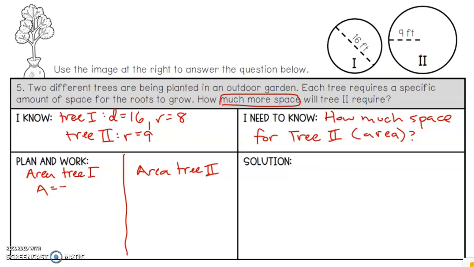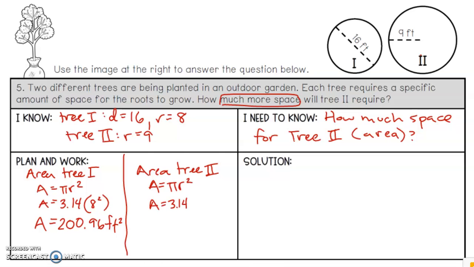All right, so area equals pi times r, radius squared. So I'm going to look for tree 1. The radius was 8. So area equals, and I'm going to go ahead swap pi with 3.14 times 8 squared. And I plug that into Desmos, and I'm going to get area equals 200.96. Okay, so that's how much tree 1 will need. That's going to be square feet. And then I go ahead and do the same thing for area of tree 2. Okay, so area equals, replace pi with 3.14. Radius is 9 for tree 2 squared. Plug it into Desmos, and you're going to get 254.34. And again, that's square feet.